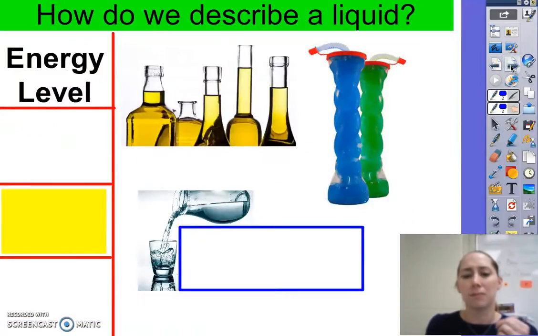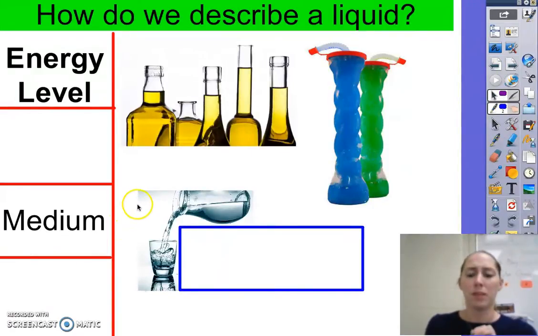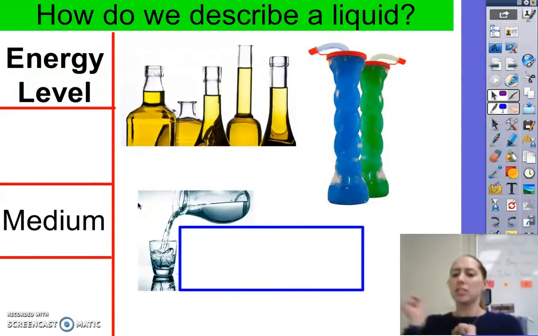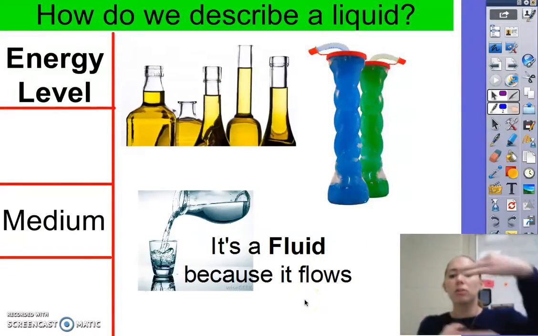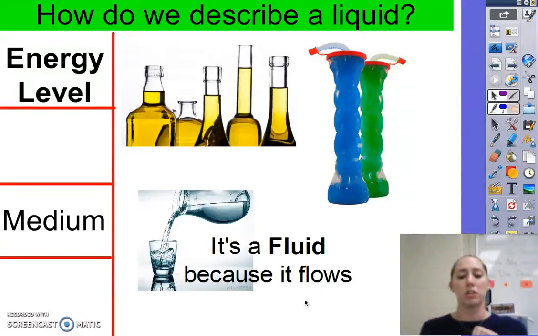Let's talk about liquids. Liquids, their energy level is a medium level. They've got a little bit more energy than that solid, but not quite as crazy as gas. And as we know, they take the shape of their container, but sometimes you'll hear liquids called a fluid. They're called fluids because the particles can flow and move around each other. And that's a very handy thing when you're trying to say, pour a cup of water.